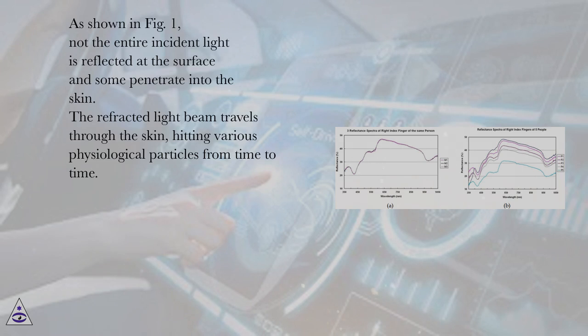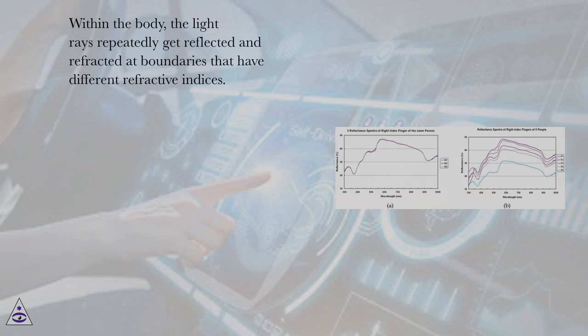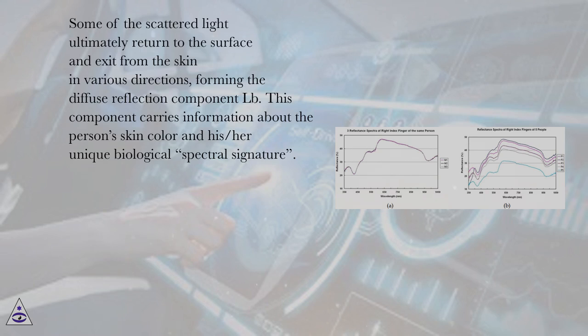the skin. The refracted light beam travels through the skin, hitting various physiological particles from time to time. Within the body, the light rays repeatedly get reflected and refracted at boundaries that have different refractive indices. Some of the scattered light ultimately returns to the surface and exits from the skin in various directions, forming the diffuse reflection component. This component carries information about the person's skin color and his/her unique biological spectral signature.